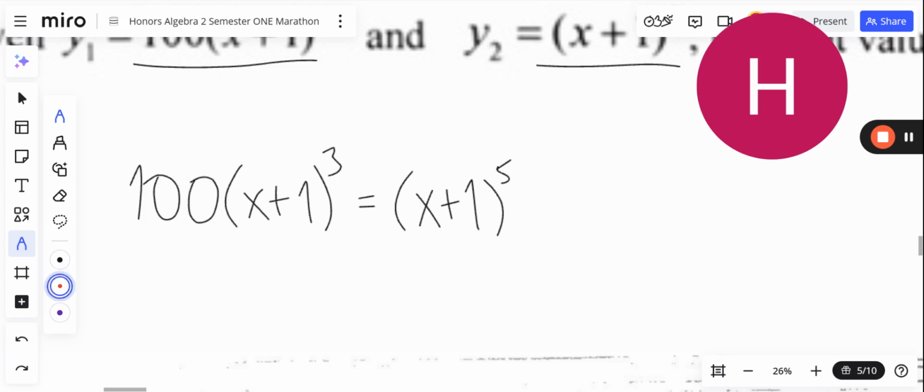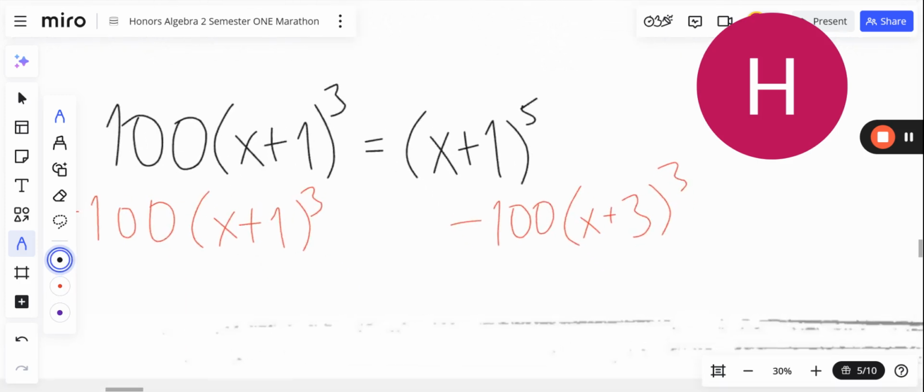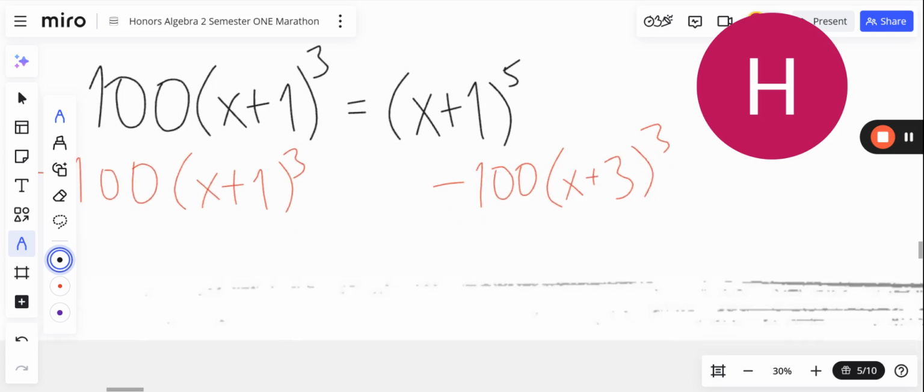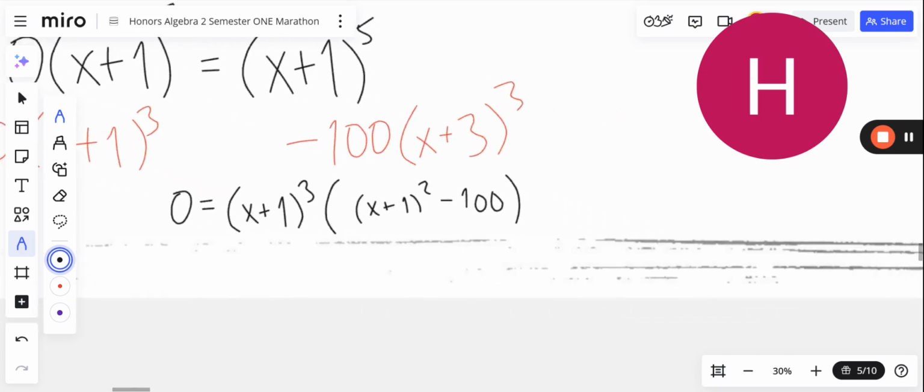There we go. What we're going to do instead is we're going to move this thing which has a common factor. We're going to move it over. And then what we're going to do is we're going to factor. Like I said, it has a common factor. So we're going to say 0 equals x plus 1 cubed. And then what's left inside? We're going to have x plus 1 squared remaining minus 100. Okay, now we're getting somewhere, guys.